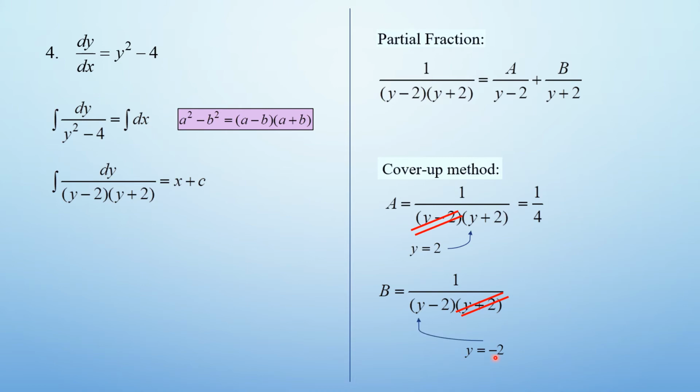Substitute negative 2 into the y which is not covered. So b is equal to 1 over negative 2, negative 2. In other words, b is equal to negative a quarter. So these are the results for the unknowns a and b.